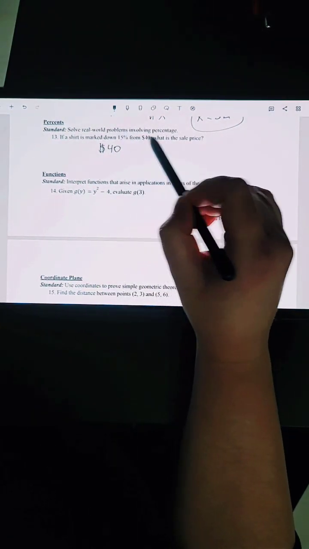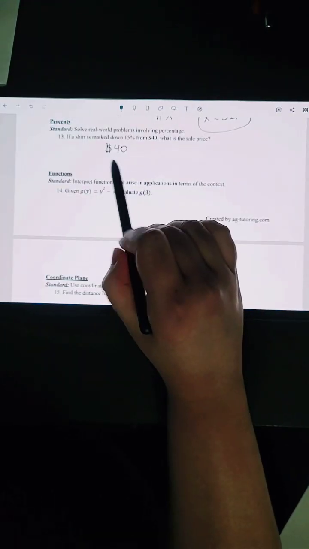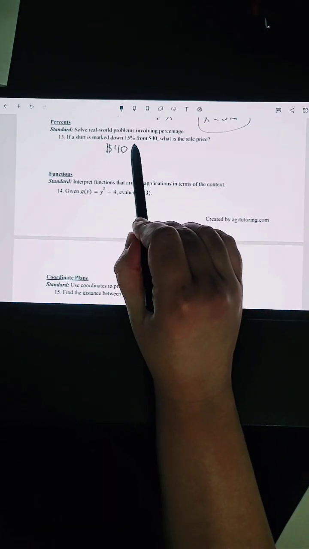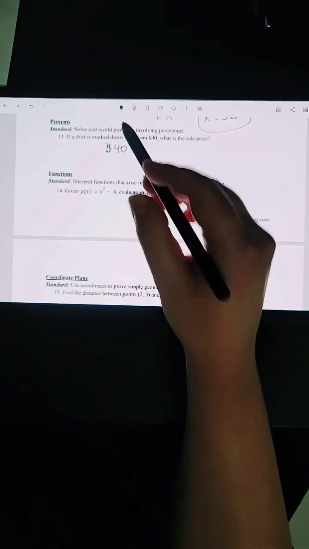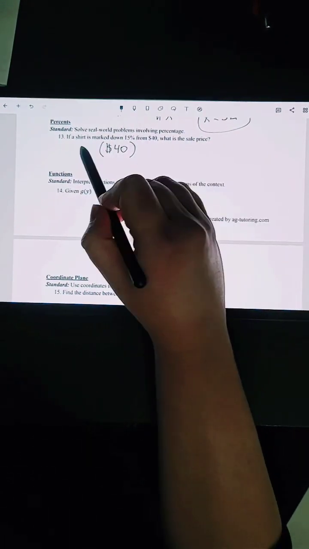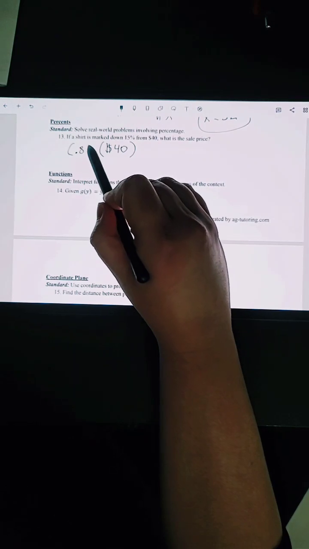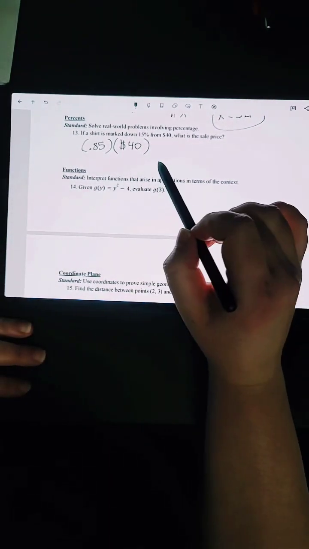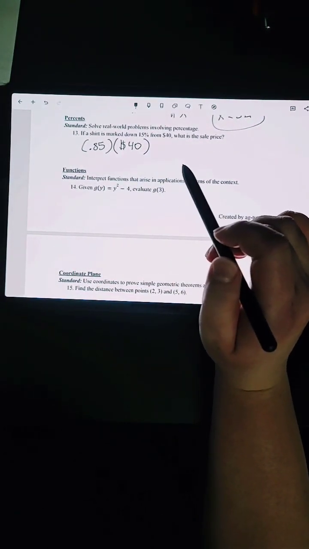If I'm marking it down by 15%, I still am paying 85% of the original price, because 40 is the whole price, 100% of the price. If I take away 15% of the price, I now have 85% of the price. So I can just find out what 85% of $40 is. I'm going to do 0.85, because remember you have to turn it into a decimal by moving the decimal point 2 places to the left. And do 0.85 times 40.